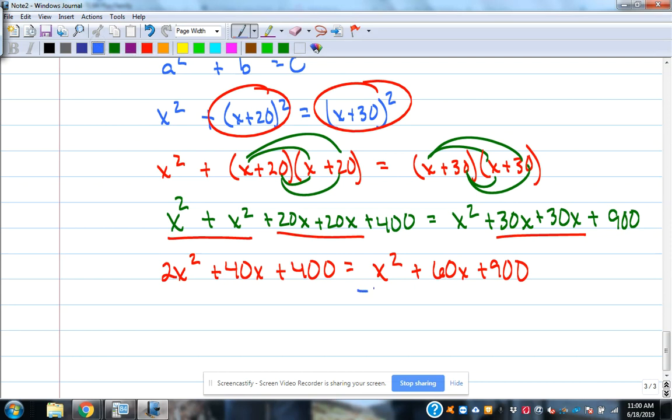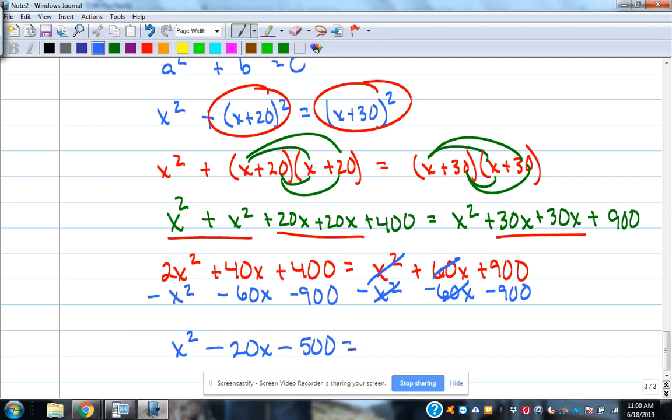So I'm going to subtract x squared. 2x squared minus 1x squared is x squared. I'm going to subtract 60x, so that'd be negative 20x. And I'm going to subtract 900. 400 minus 900 would be negative 500. That cancels out everything on the right side and gives me a quadratic that's in the form where I can use the quadratic formula from there.